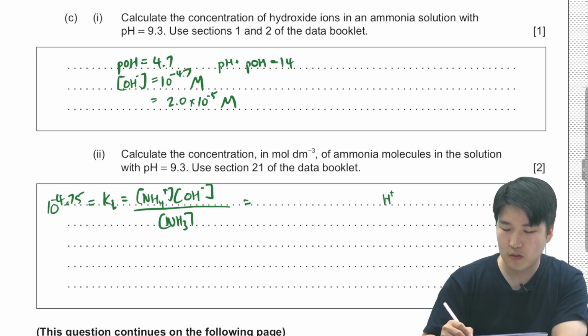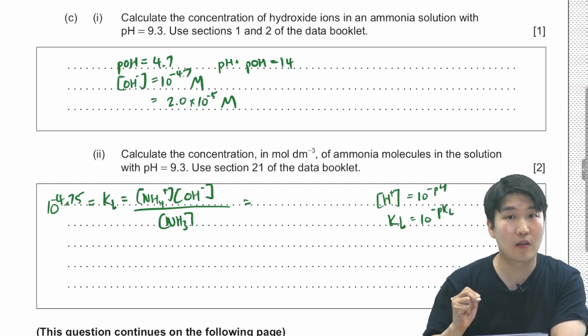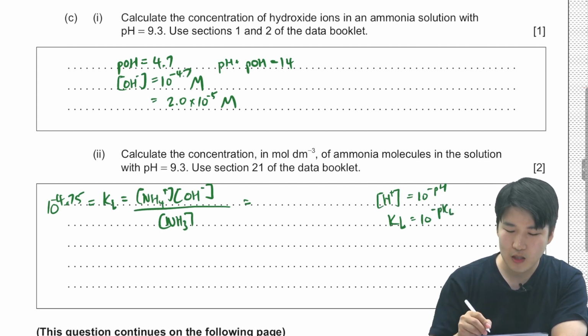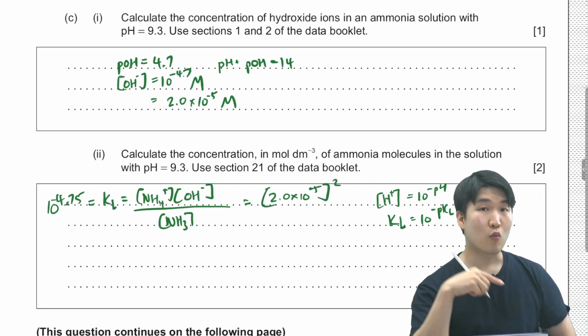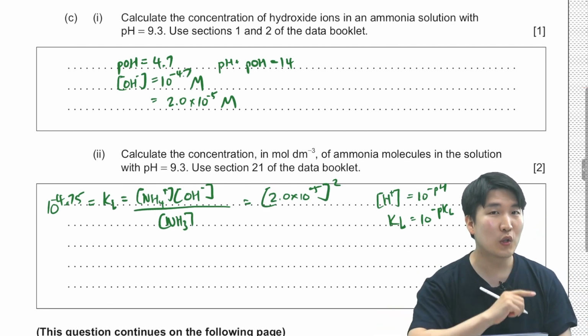H plus concentration equals 10 to minus pH. Therefore, Kb value is also equal to 10 to minus pKb. And we also know the OH minus concentration is 2.0 times 10 to minus 5, as we have worked out in the preceding question, which will also equal the ammonium ion concentration.